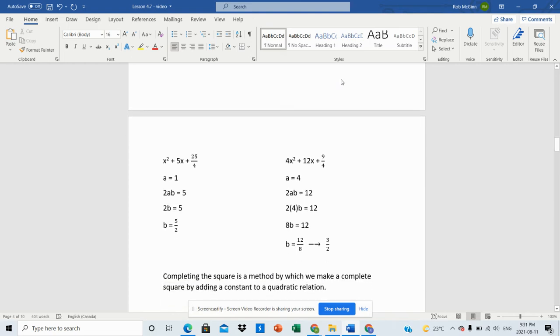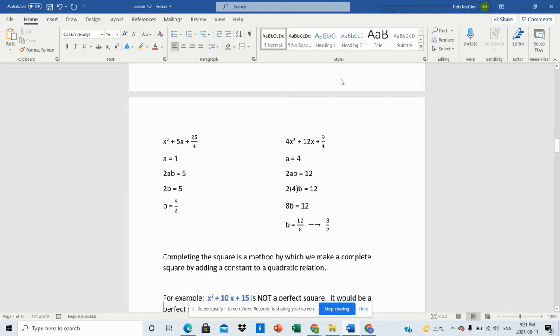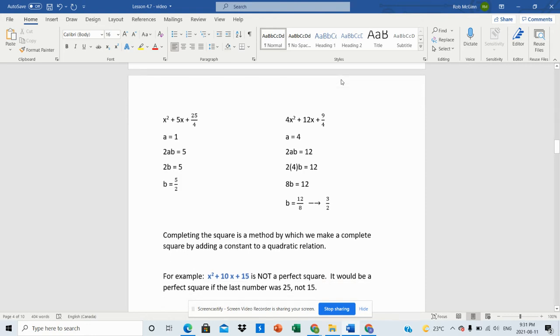So completing the square is a method by which we make a complete square by adding a constant to a quadratic relation. For example, x squared plus 10x plus 15 is not a perfect square. It would be a perfect square if the last number was 25, not 15. And we can verify that 2 times a times b will give us 10. And we know that b squared is going to be our last term.